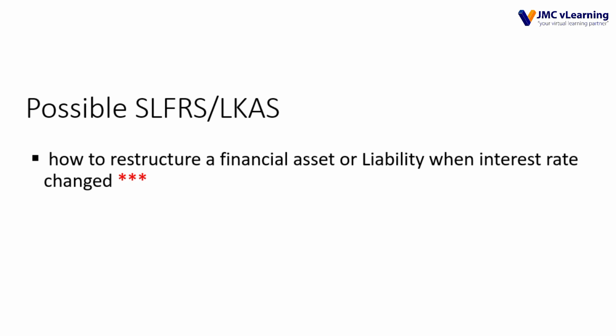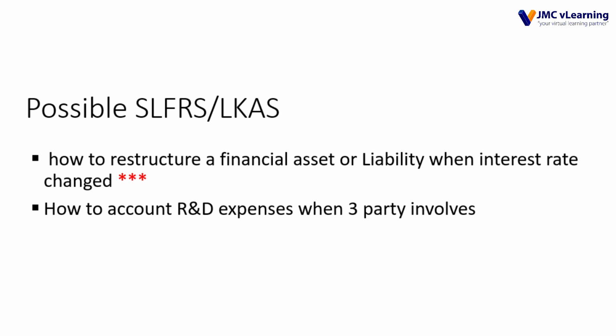They have reduced the interest rate. They have extended the period. They have reduced the capital. Then how do they both record it? It is very important to understand and learn. This can be tested. Number two, how to account for R&D expenditure when a third party is involved.